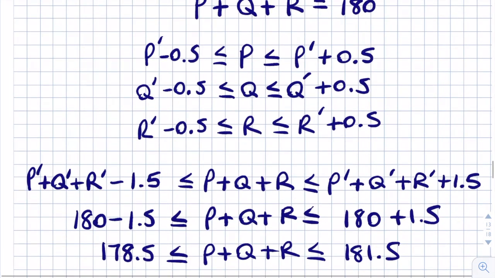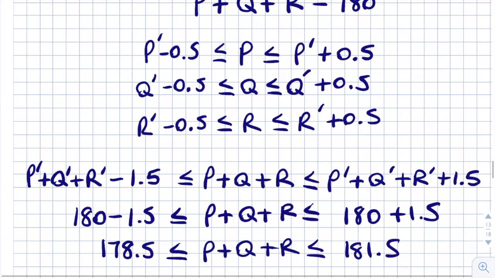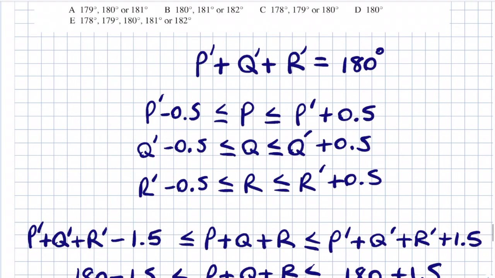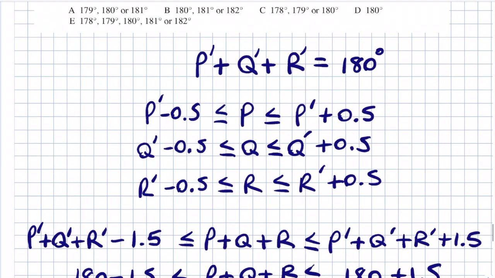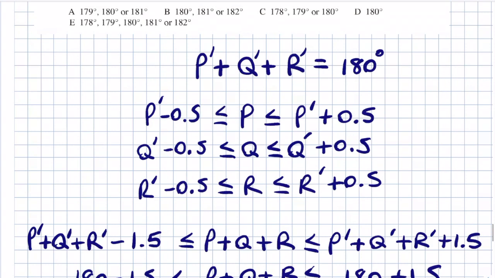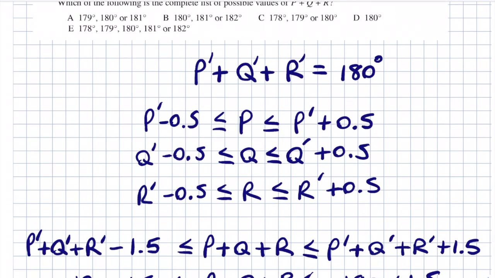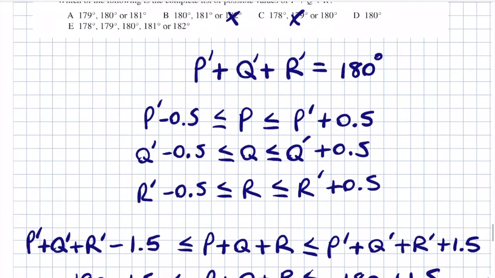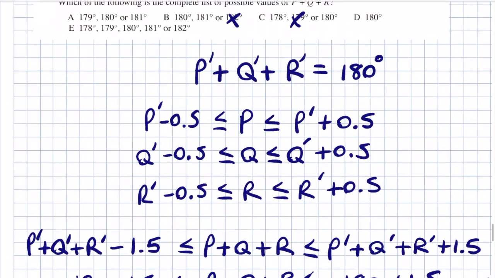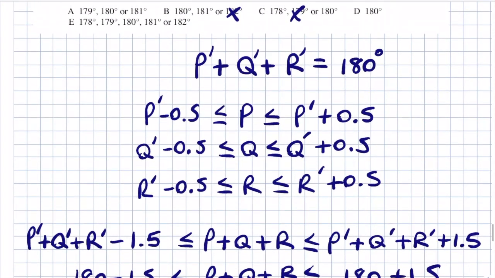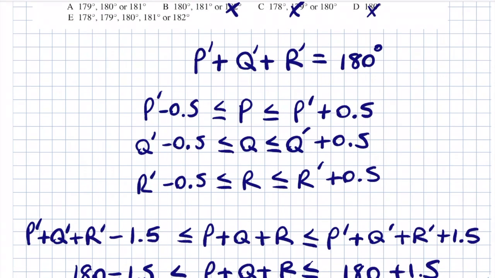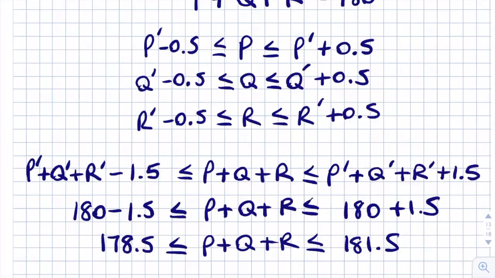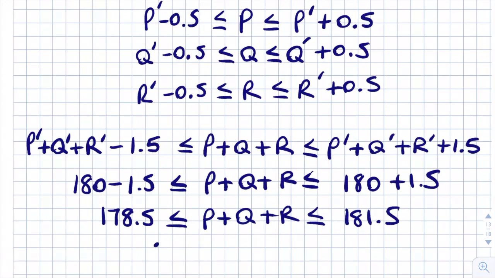So now we need to see which answers satisfy this inequality. A is 179, 180 or 181, which does satisfy this. B is 180, 181 or 182. Well, 182 is outside of the inequality, so it can't be B. C is 178, that's outside of the inequality, so it can't be C. D is within the inequality, but we know it's got more values than 180, so that can't be the right answer. And then E is 178, 179, 180, 181, 182. 182 and 178 are outside of the inequality, so it can't be E. So therefore, our final answer must be A.